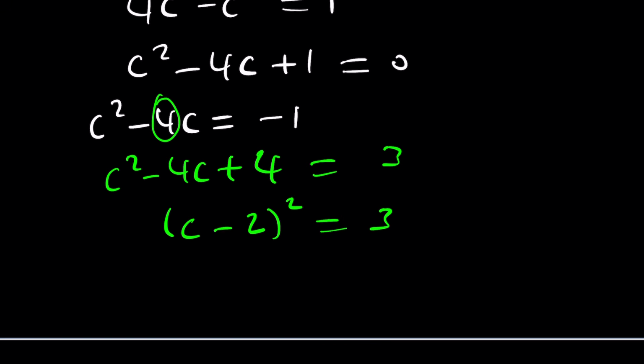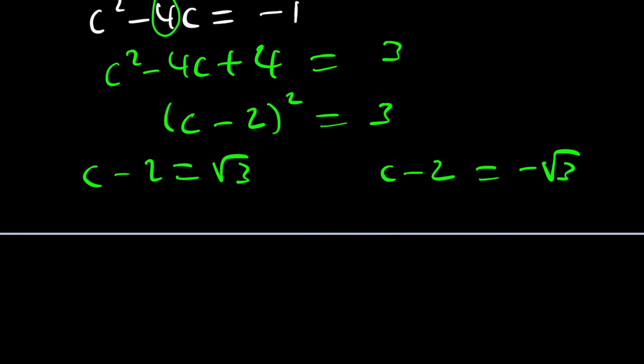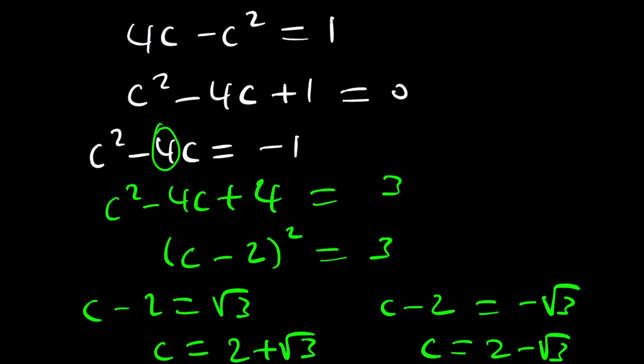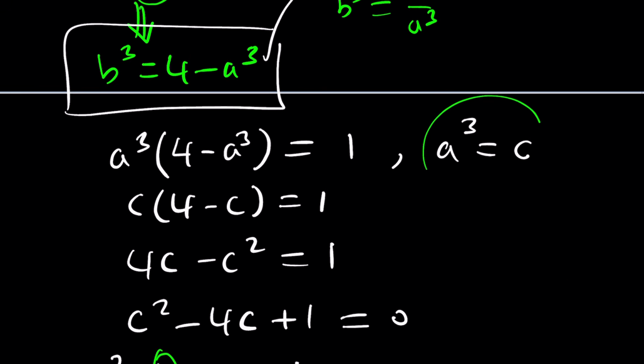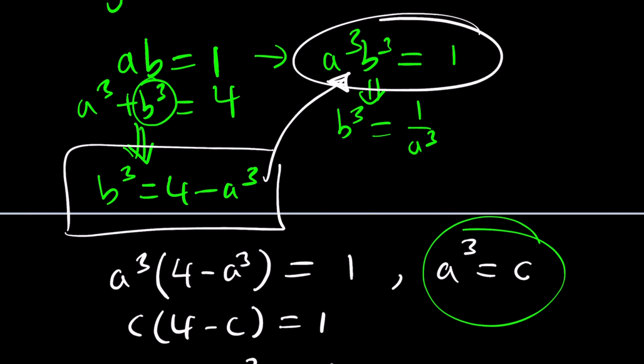And from here, we get the values of c. c minus 2 can be square root of 3, or c minus 2 can be negative square root of 3, because there are two numbers whose square equals 3, right? You know that hopefully. So from here, c becomes 2 plus root 3, or 2 minus root 3. Of course, there are two values of c because it's quadratic. And where does c come from? c is equal to a cubed, but it could also be b cubed, which means one of them is a cubed, the other one is b cubed.